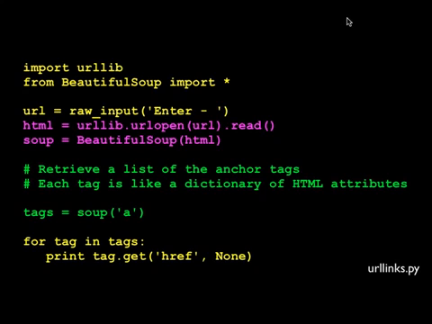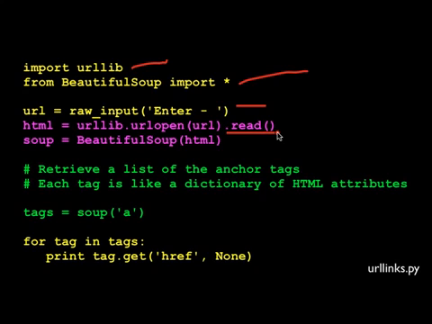So here is how we write a simple Beautiful Soup program. We're going to import urllib, and from BeautifulSoup import star, this is just a different form of the import command. We're going to use raw_input to prompt the user for a URL. We're going to call urlopen on that URL, and we're going to immediately call the read request.